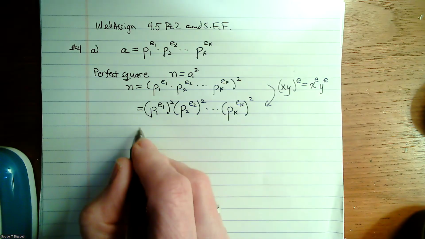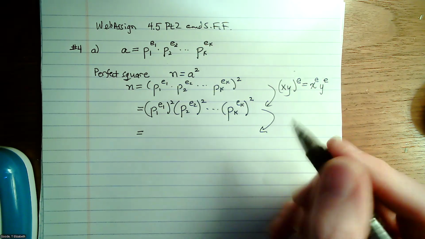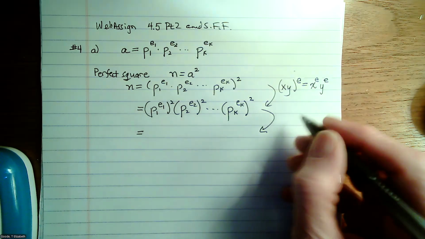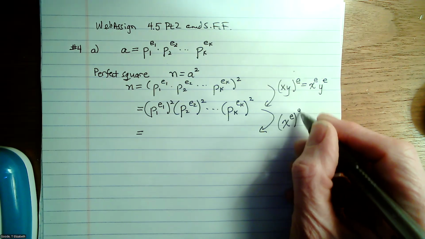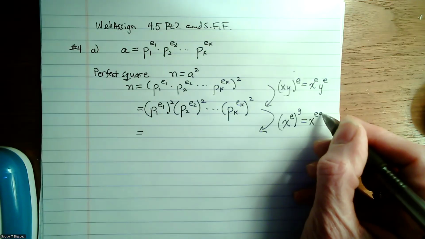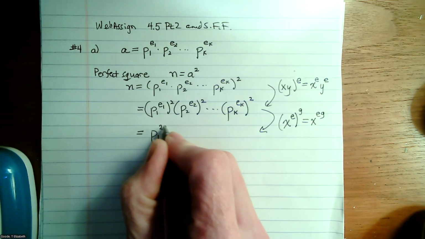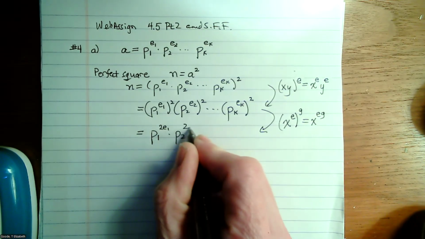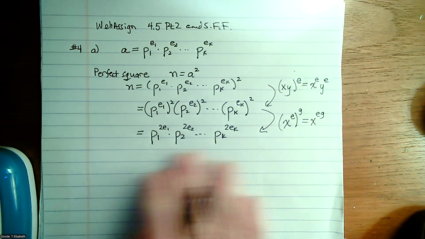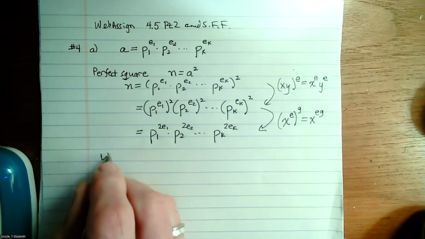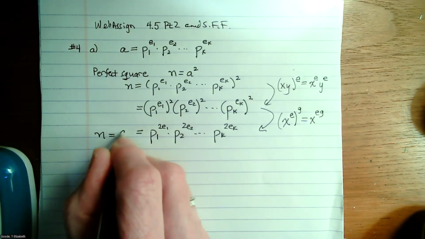Well, of course, then there's a law of logarithms, or excuse me, exponents. Of course, logarithms and exponents are inverses of each other. That says if you've got x raised to the e quantity raised to the g, you can just multiply those exponents. When we raise an exponent to an exponent, we multiply them. So it's p1 to the 2e1 times p2 to the 2e2 all the way out to p sub k to the 2e sub k. Now, what do you notice about each exponent in the standard factored form of a perfect square?